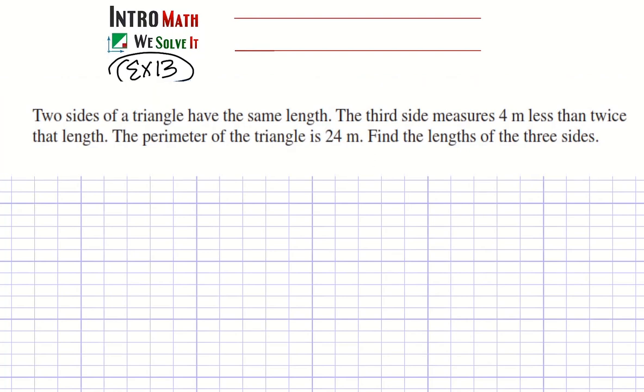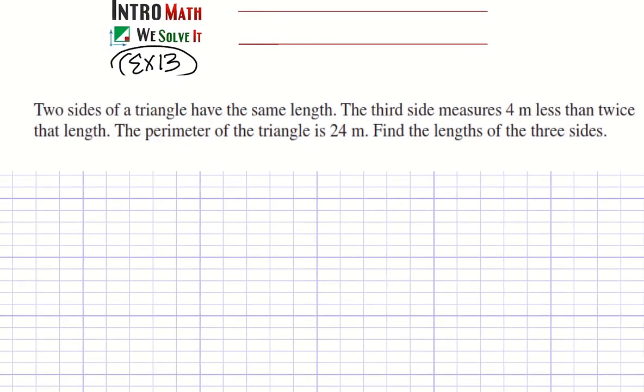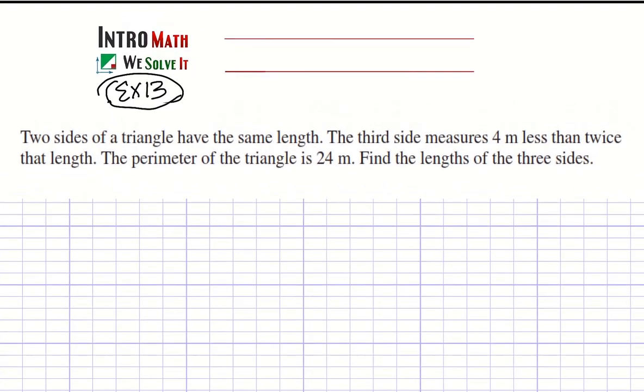Look at that. I think it's inside. The two sides of a triangle have the same length. The third side measures 4 meters less than twice the length of the other two sides. That's what he said. The perimeter of the triangle is 24 meters. Find the length. Okay. I know what they're saying. It's a little bit confusing the way they worded it, okay?